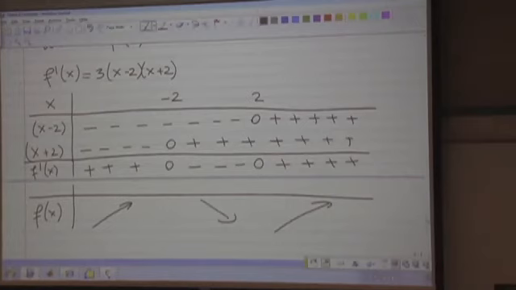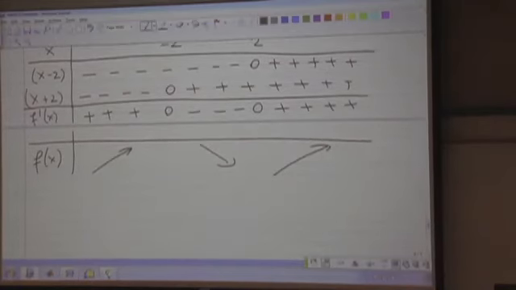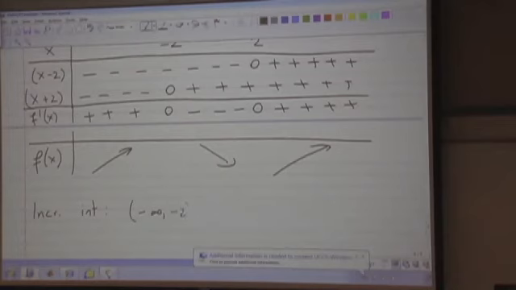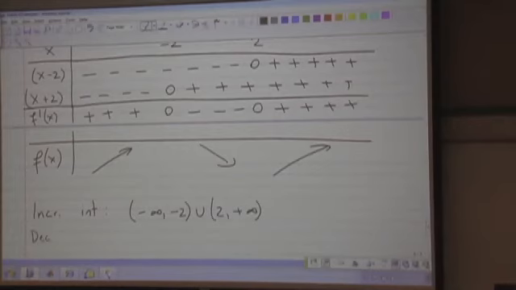When f prime is positive, the function's increasing. When f prime is negative, the function's decreasing. When f prime is positive again, it's increasing again. So the increasing intervals are from minus infinity to negative 2, union 2 to plus infinity. Decreasing is from minus 2 to 2. Notice that I didn't include negative 2 and 2 in these intervals.